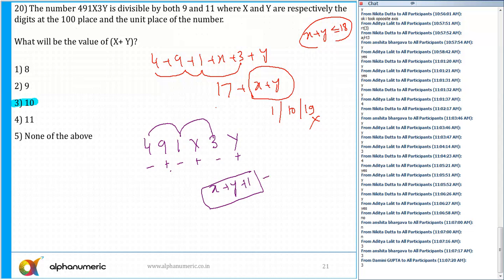It has to be a multiple of 11. So if I take 10, then 10 plus 1 is a multiple of 11. So that's why the answer is 10. So any doubt? Can I move to the next question?